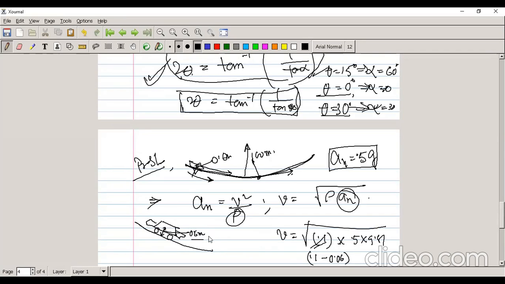Is this 6 meter equal to, in terms of kilometer, 0.006? Then 0.006 into 0.5 into 9.81 into 10 to the power minus 3. So this amount of kilometer is there.